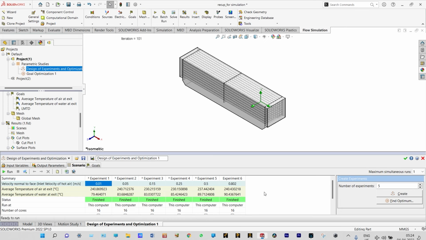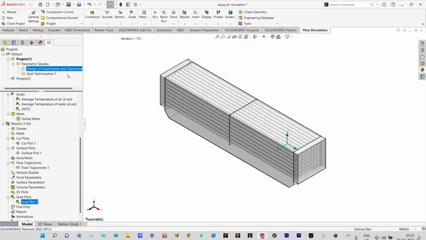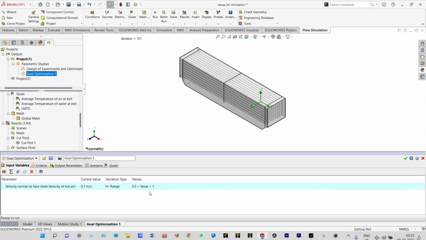Now instead of stopping here, we can go for some kind of optimization. We have already done some optimization. Let us see the optimization details. Actually, in this optimization, we wanted the temperature of cold water at the exit to be 90 degrees centigrade. For that, we need to select the inlet velocity of hot air in the range of 0.5 meter per second to 1 meter per second. Let us see the scenario.